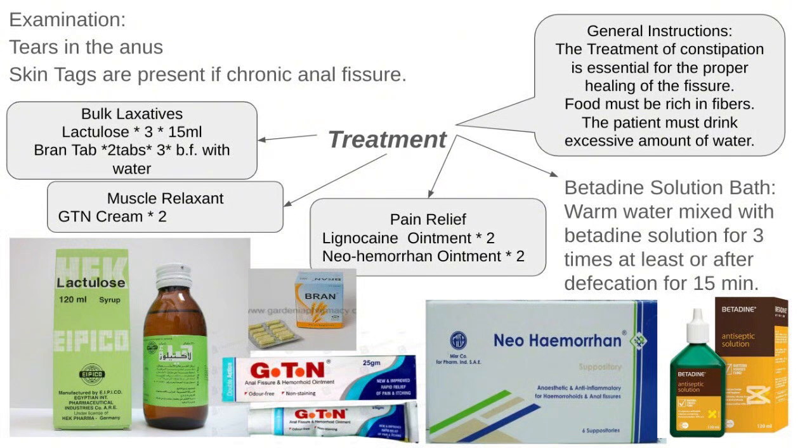Symptomatic relief is initiated by a warm sitz bath with betadine solution 3 times daily or after defecation for 15 minutes. It helps relax the sphincter and promote blood flow. Topical pain relievers like lignocaine ointment numb the area, reducing pain during defecation, and are given twice daily.